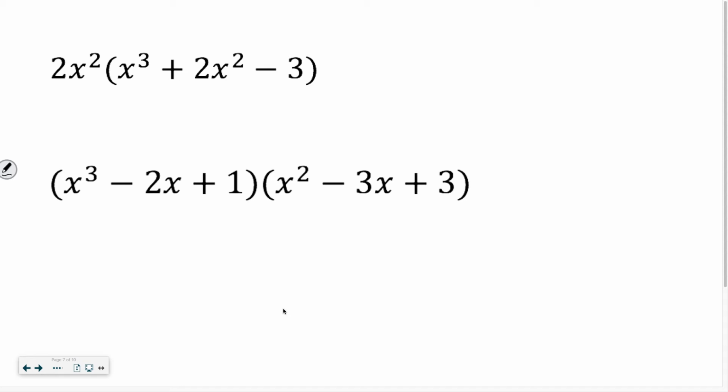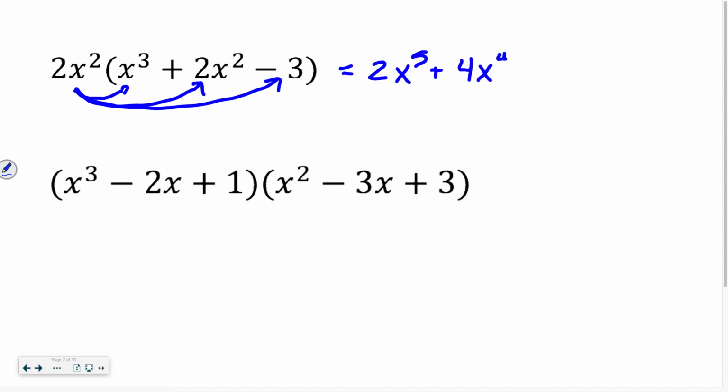Yes, I agree. Okay, so as I'm walking around, most groups are talking about, like in the first one, distribution. So you got to multiply 2x squared by everything. Now there's some really good conversations happening about what to do when you multiply powers. Powers are things that have a base and an exponent. So 2x squared times x cubed, what do you do with your exponents? Add them. That's 2x to the 5th plus 4x to the 4th minus 6x squared. Did I get that right?